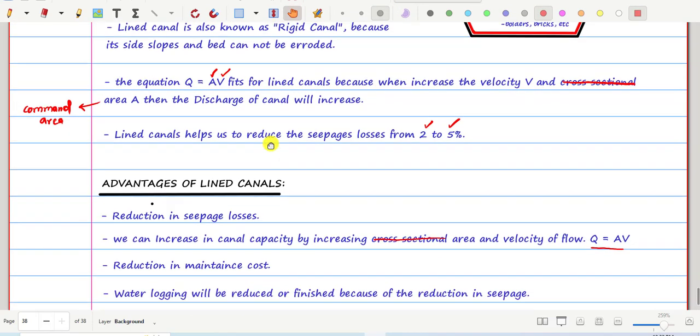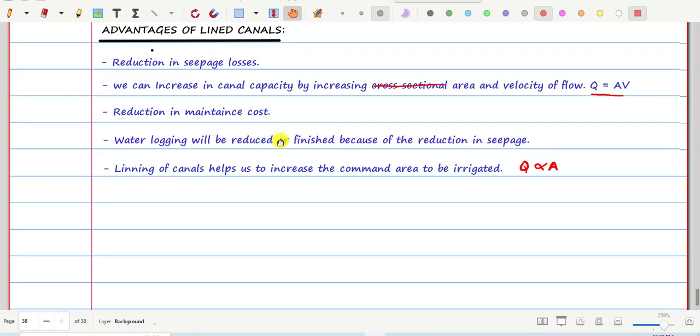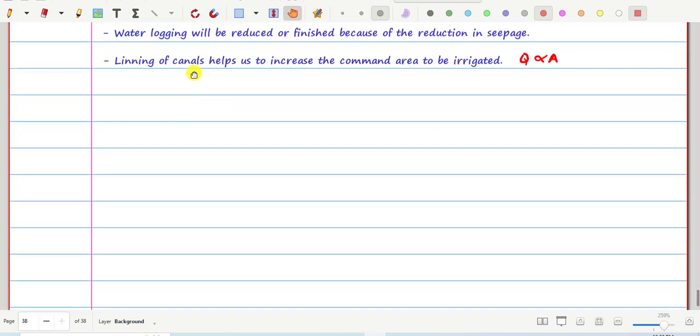So these were the advantages of lining your canal. Let's see what can be the disadvantages of lining the canal.